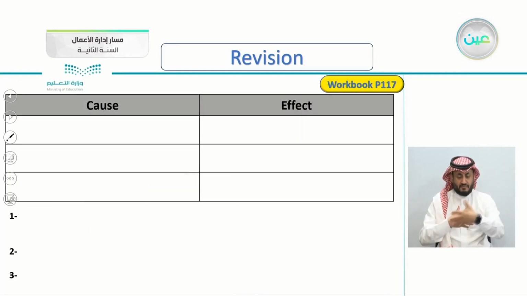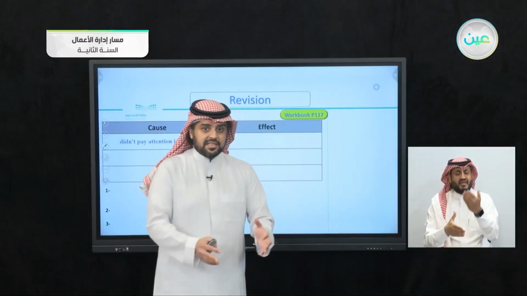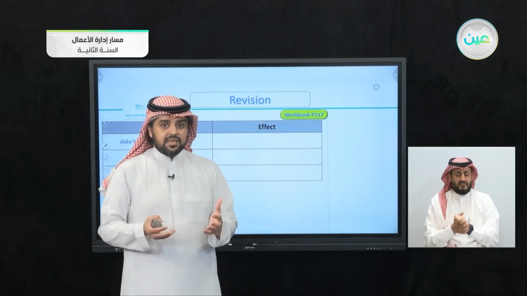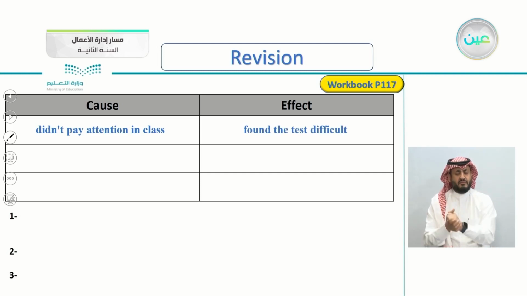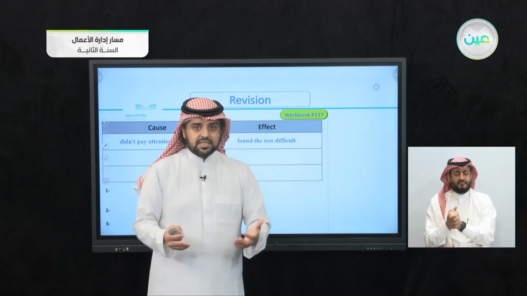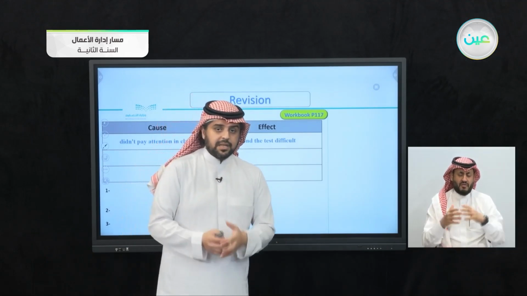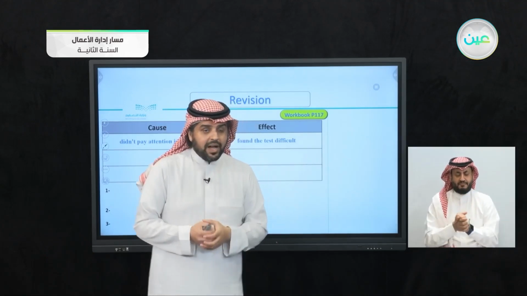So this is the cause and effect chart. Then we, of course, will be writing here three sentences. For example, the first one, the cause: didn't pay attention in class. That's why they're having a hard time in the test. This is the cause. The effect: they found the test difficult. You can tell from the picture that maybe the student didn't pay attention in class, and that's why they found the test difficult.